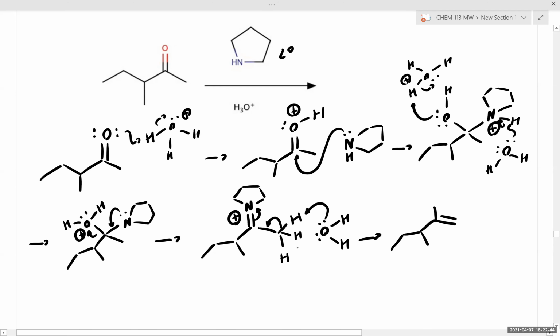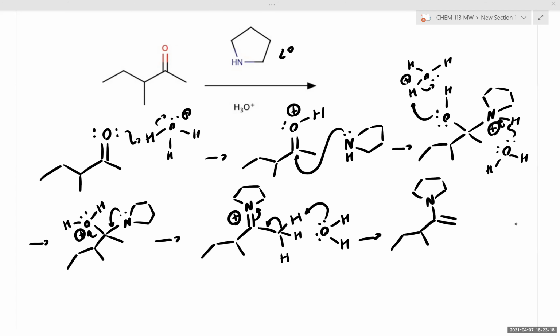So we remove the least hindered proton to give the least substituted enamine. And that's because enamines are highly sensitive to steric strain. And if you were to try to form the more substituted enamine, you'd be introducing a lot of destabilizing steric interactions and be interfering with the stabilizing orbital overlap for this conjugated system.